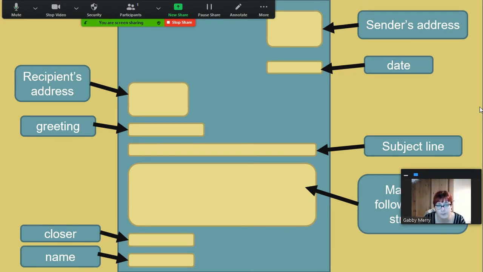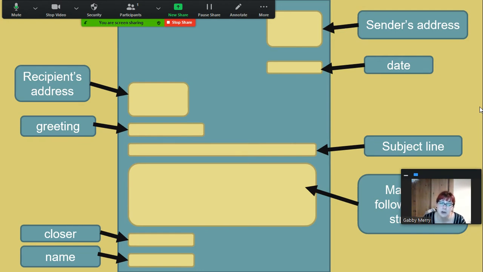You can include a subject line, which is a quick way of showing what the letter is going to be about, but it isn't essential because you already kind of do that in your introduction. You already explain why you're writing in that part, so you don't need to double up.